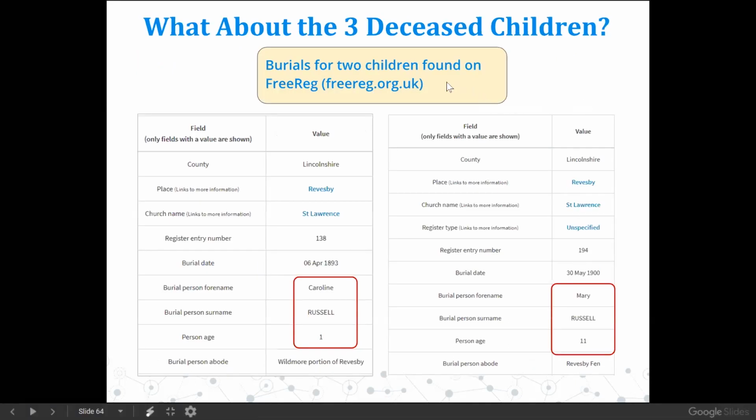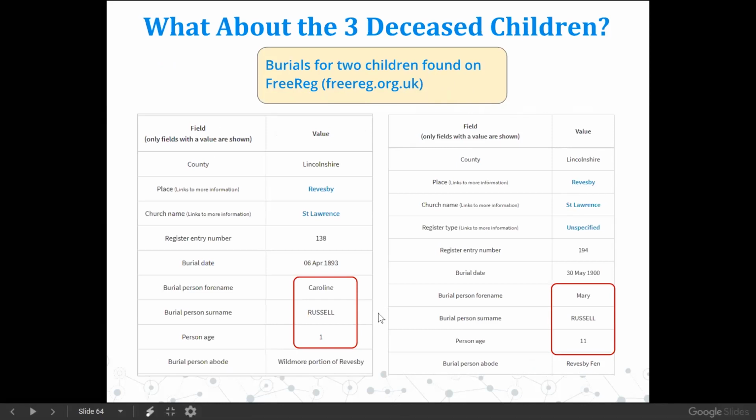I went to one of my favorite sites, which is Free Reg. It stands for Free Parish Registers, freereg.org.uk. This site has transcriptions of parish registers to the tune of 46 million. I have found things on this site I've never found anyplace else. This is a good illustration.